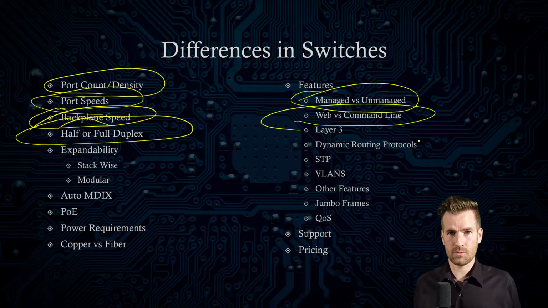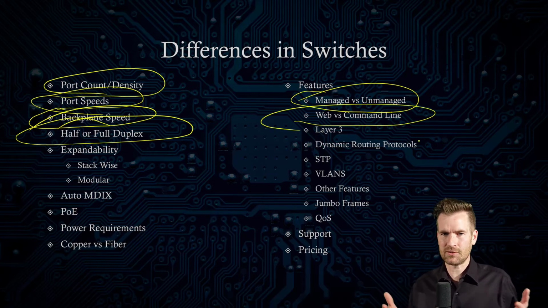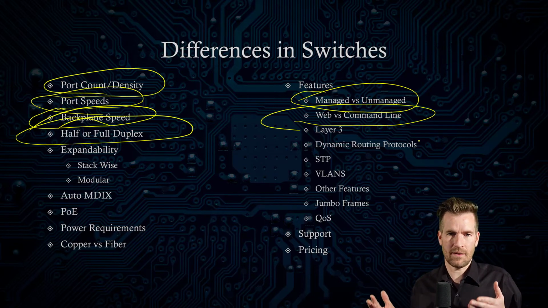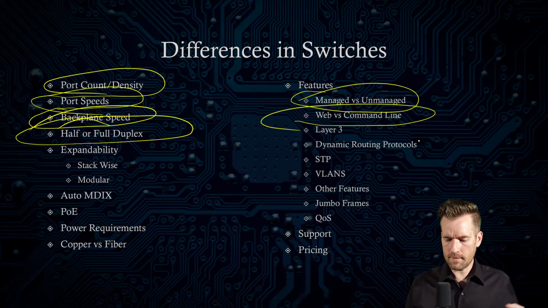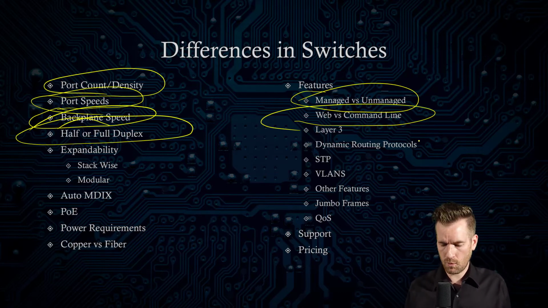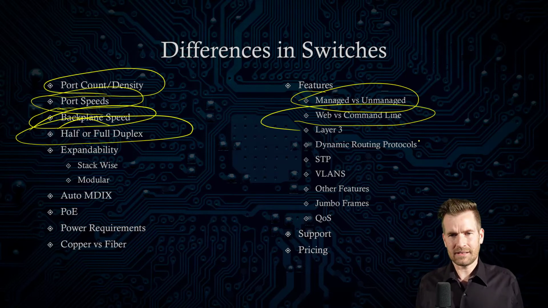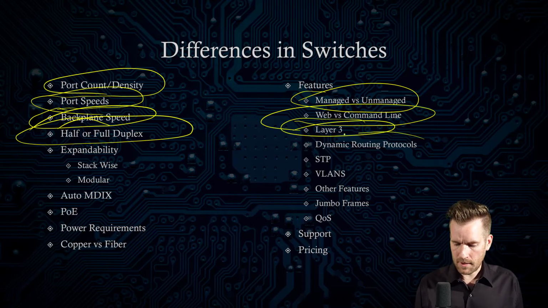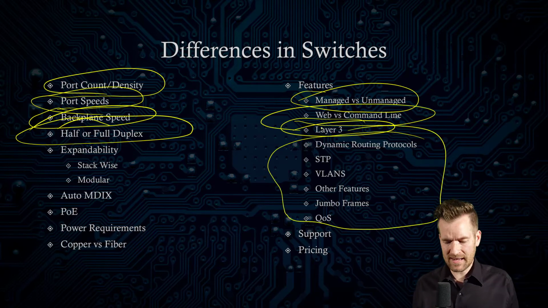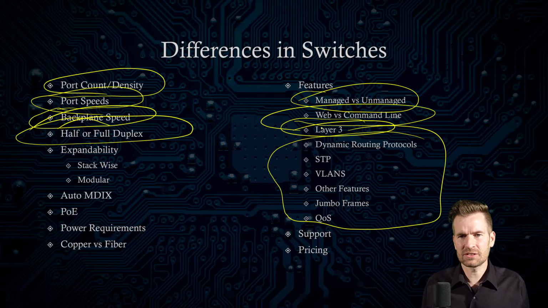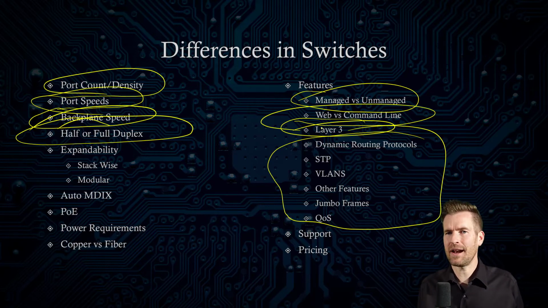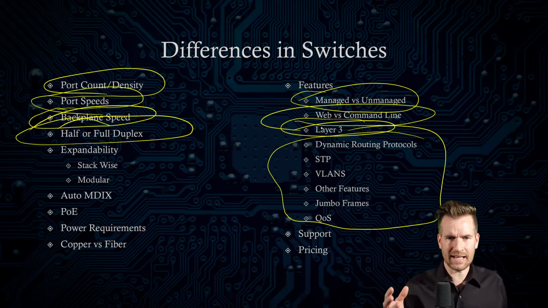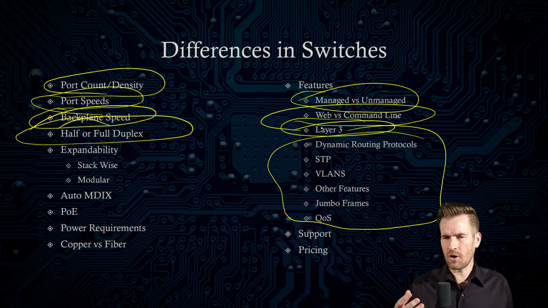Whether you program it via the web versus the command line: with Cisco, people usually gravitate towards programming with the command line rather than the web interface, although there are some options for using the web interface. Other brands tend to go more with web configuration. Then whether it supports layer 3, dynamic routing protocols, spanning tree protocol, VLANs, and a lot of other features, whether it has some sort of quality of service, whether it has jumbo frames. So there are a lot of different feature sets that you may or may not need. And you always have to think about expandability.